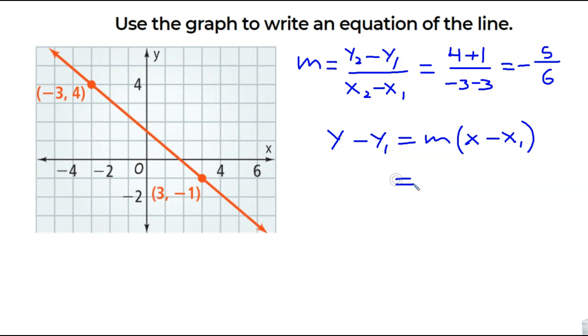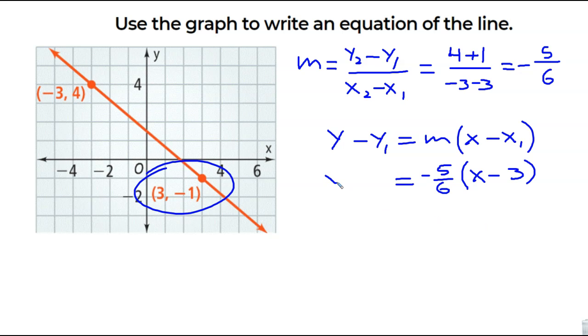Okay, plugging in what we know to that, we have the m, which is our negative 5/6. And then on the right, we have x minus one of the x coordinates. And I can pick either of these two I want. I'll just go with the smaller one here. So x minus 3.